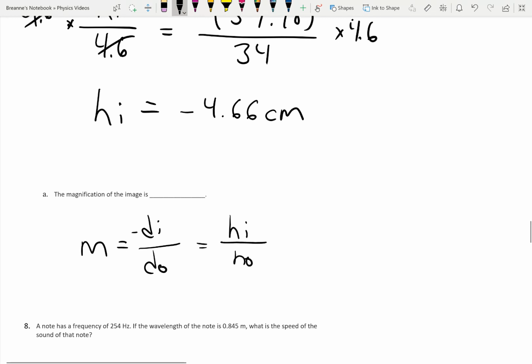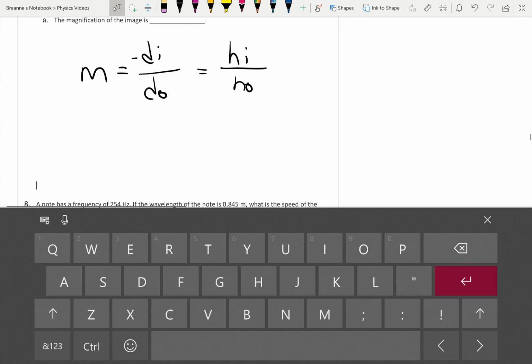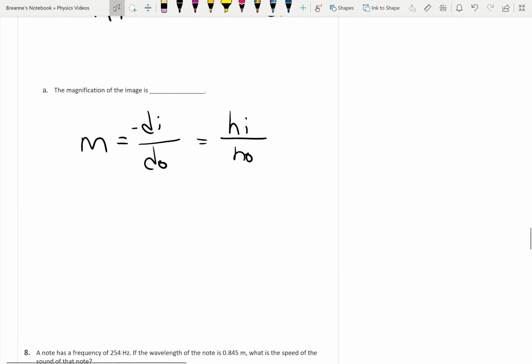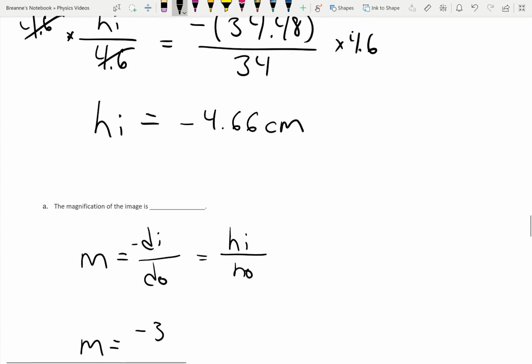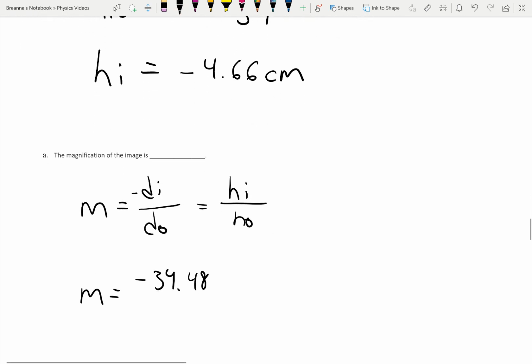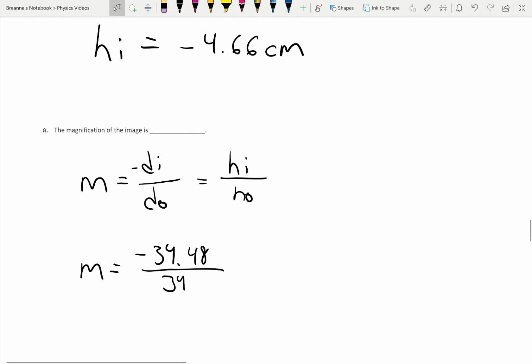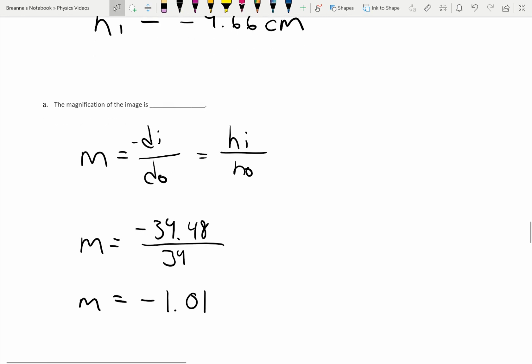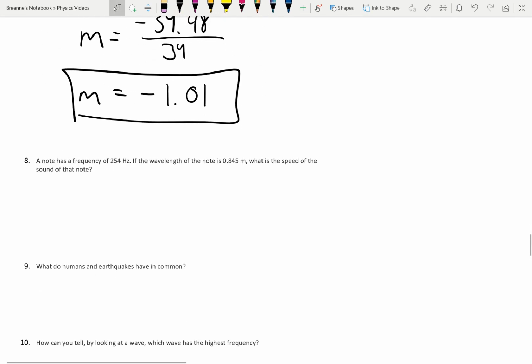We used the HI the first one, so we're going to use the DI now. So a negative, your DI was 34.48. Your DO is 34. So your magnification is negative, which means it's inverted. Look at your calculator: 1.01. So it is magnified a tad bit, just a tad bit.